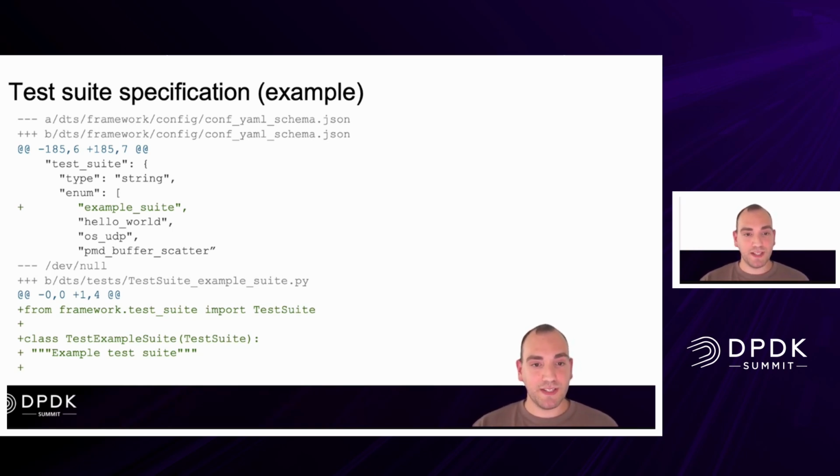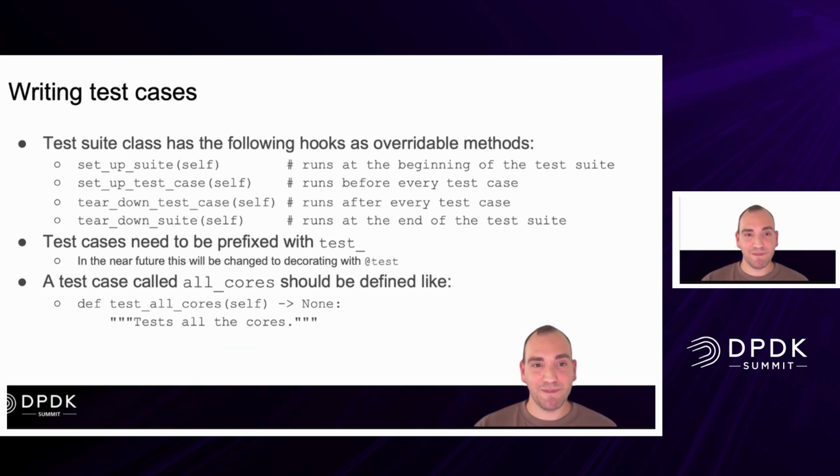But you'll want to add test cases. So how do we write test cases? Well, first of all, the test suite class has some hooks available, which are quite standard common practice in testing. So we have setup_suite, setup_test_case, tear_down_test_case, and tear_down_suite. Setup suite, of course, starts at the beginning of the test suite when it gets run, and so tear down suite runs at the very end, whereas the setup test case and tear down test case happen before and after running every single test case.